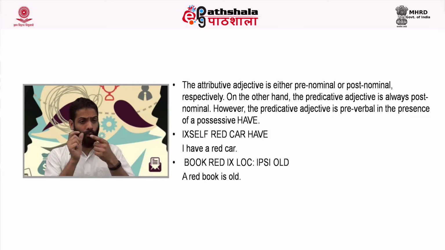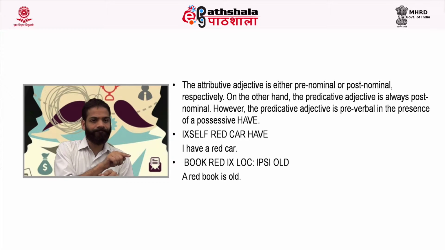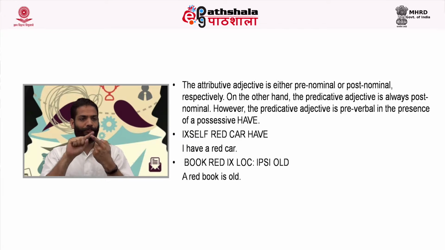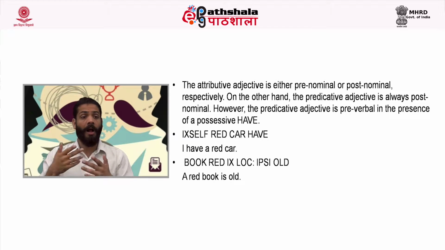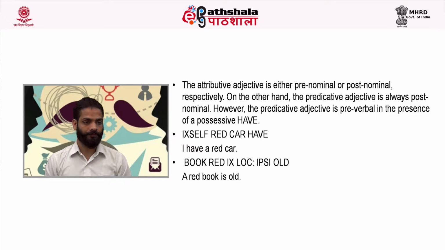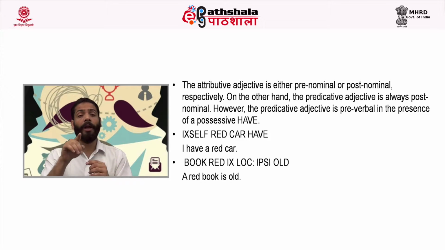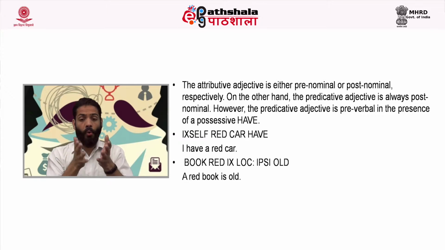The attributive adjective is either prenominal or postnominal, respectively. On the other hand, the predicative adjective is always postnominal. However, the predicative adjective is preverbal in the presence of a possessive have. For example, I have a red car, where I, red car, have is signed. But a red book is old, where book, red, it, old is signed.